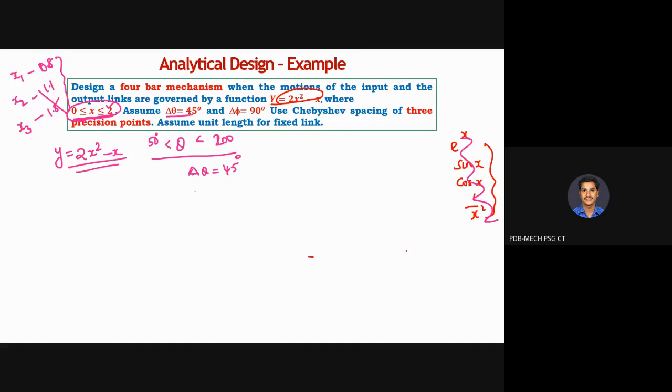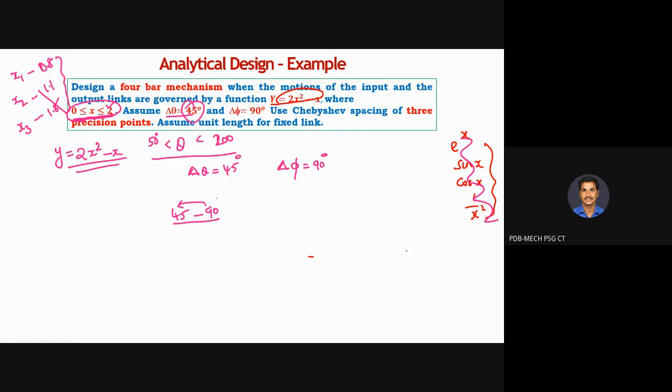What is the meaning of this? And similarly, delta phi to 45, sir. 0 to 45 we can take, or otherwise 45 to 90 we can take. Any range you can take, but the difference between the final position and the initial position should be 45 degree. It need not always be 0 to 45 degree.